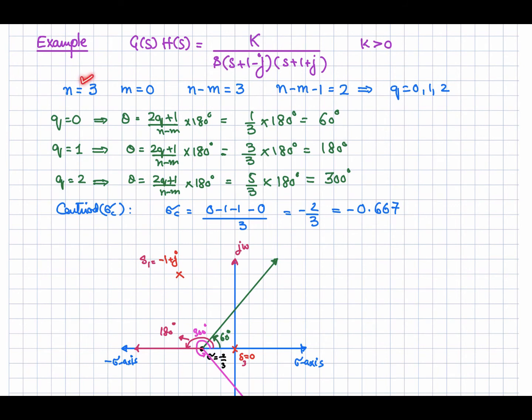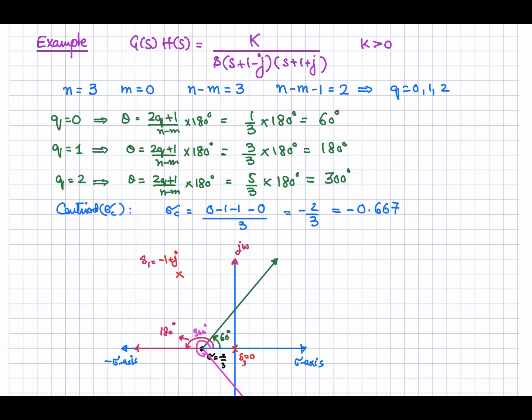First of all, how many poles? 3 poles. There is no zero over here, that you can observe from here. So the number of loci moving towards infinity will be equal to 3. So n minus m, that is 3, and the asymptote calculations will need q equal to 0, 1 and 2. When q is equal to 0, considering the expression for the asymptote angle, you will get 60 degrees, so one asymptote will be at 60 degrees. When q is equal to 1, your asymptote will be at the angle 180 degrees. When q is equal to 2, your asymptote will be at the angle 300 degrees.